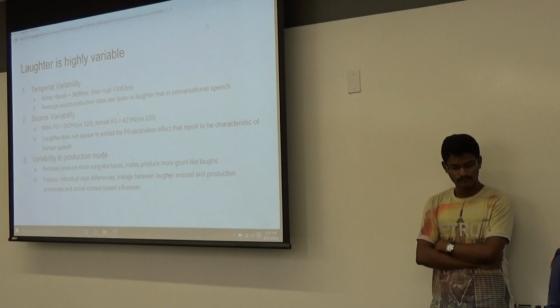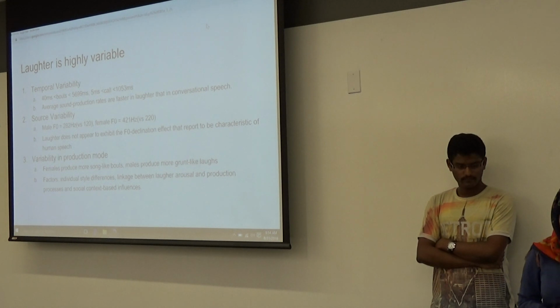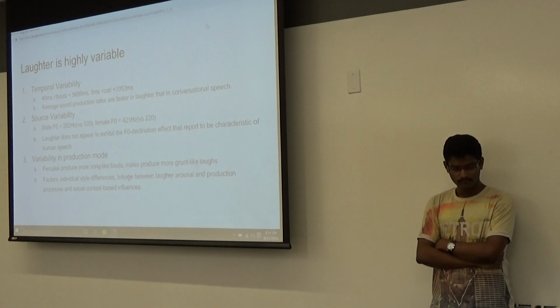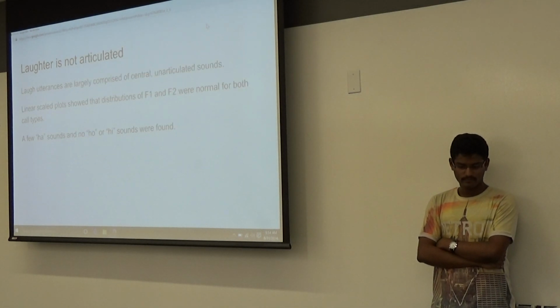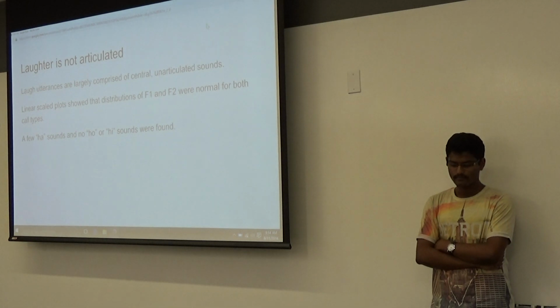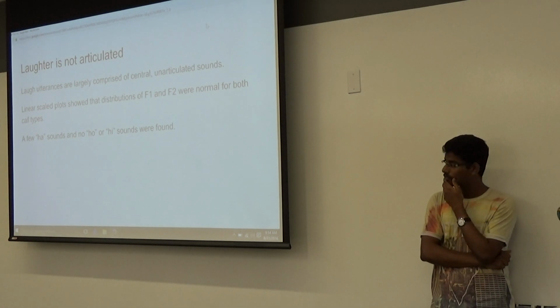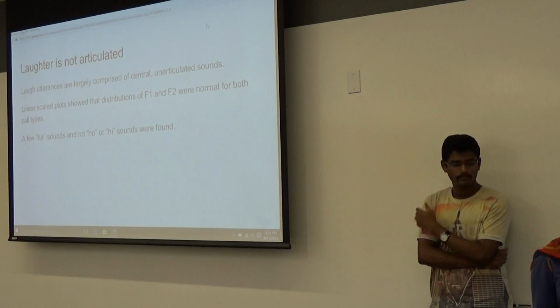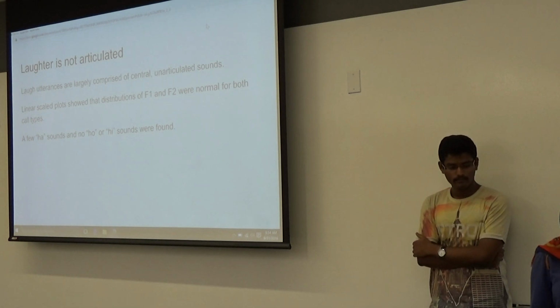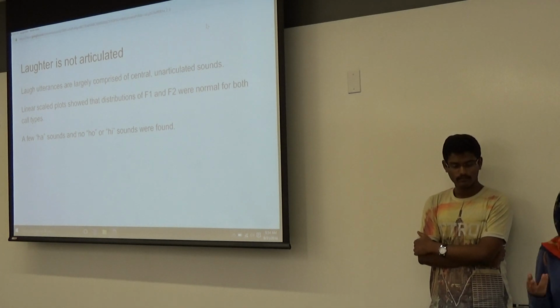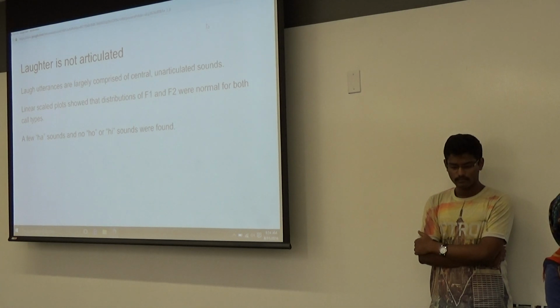The other thing was that females produce more song-like laughs, while males produce more grunt-like laughs. It's driven by different factors, like individual style differences and the linkage between laughter arousal and the social context. Laughter is not articulated, as we saw in the F1, F2 plots. The interesting thing here was that they saw a few ha sounds and no ho or he sounds, which is the stereotype of laughter, I think.